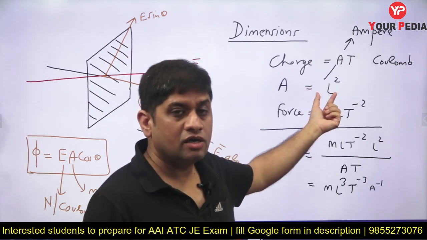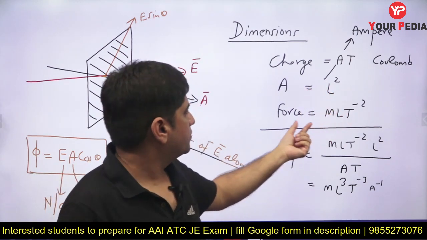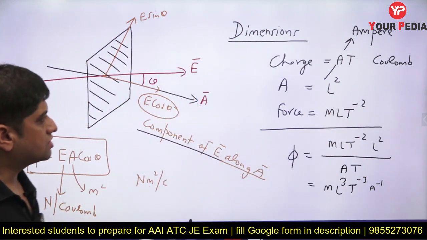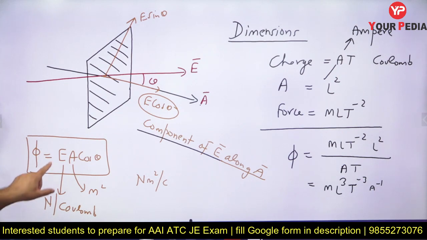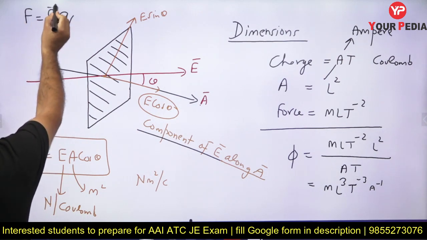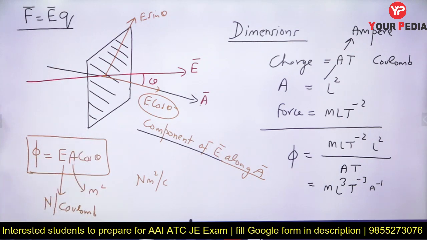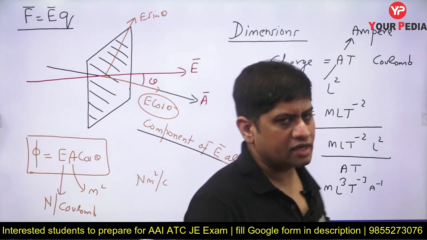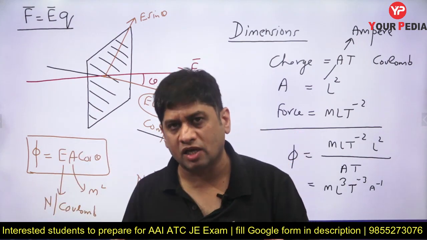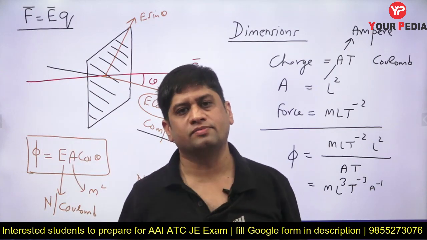What is the dimension of length? L. What is the dimension of area? L square. What is the dimension of force? M L T to the minus 2, mass into acceleration. This T is the time. Now what is electric field? Electric field is defined as electric force per unit charge, or electric force is equal to electric field into charge. Coulomb's law, you will read this. Coulomb's law in electrostatics, whenever there are two charges, is 1 by 4 pi epsilon naught q1 q2 by r square.